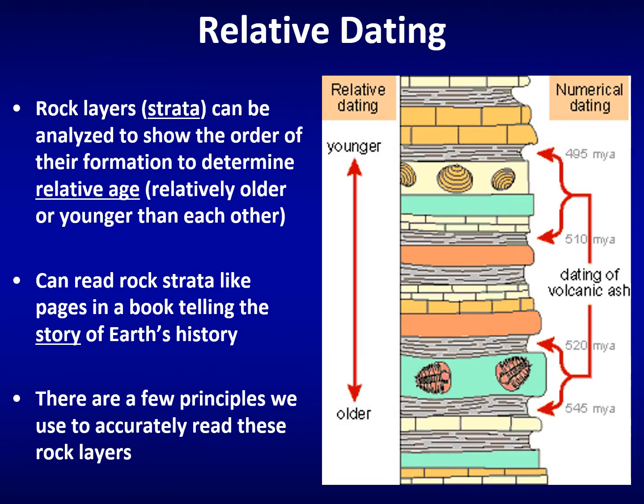Rock layers are called strata, and they can be analyzed to show the order of their formation, to determine how old they are in comparison to one another. In fact, they can read like stories or pages in a book of Earth's history, telling us the story of Earth's history. There are a few principles that we want to use to accurately read these rock layers.